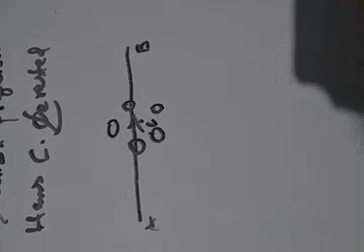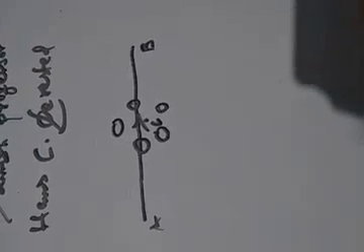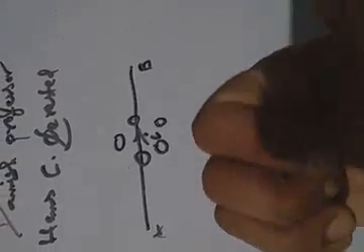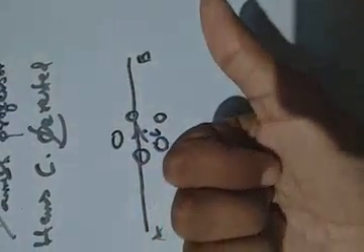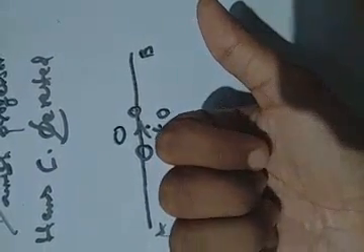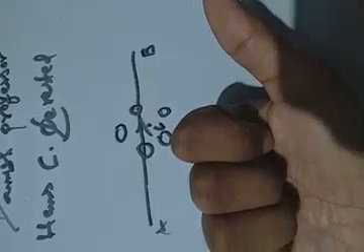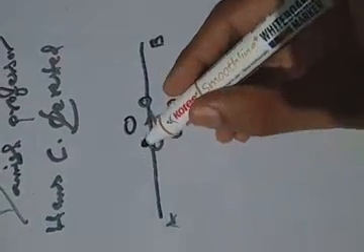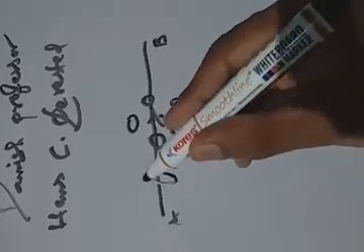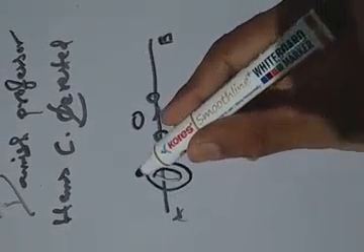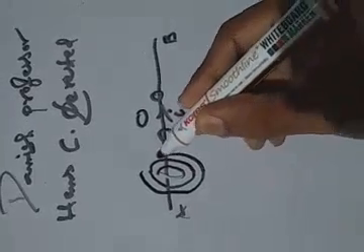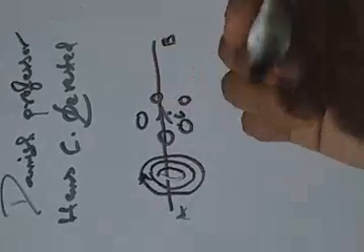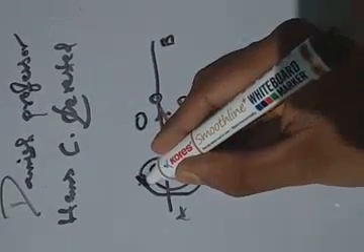And there was a rule given by, I think, Ampere, that if we relate the thumb of our hand to the direction of the current, then the curl of our fingers gives the direction of the magnetic field. So magnetic fields are likewise. So this is in this direction.